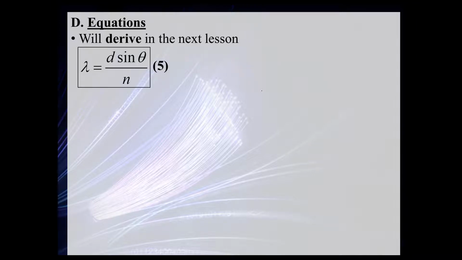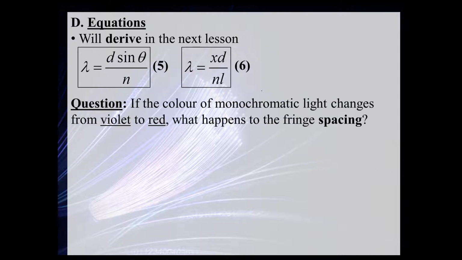So the equations I have are lambda is equal to d sine theta over n. Again, lambda is the wavelength of the monochromatic light. Or we have another equation: lambda is equal to xd divided by nL. I'll solve two examples in a moment where I play around with these equations. Before I do that, I just want to ask one question. Let's say that you conducted the double-slit experiment with monochromatic light that was violet.